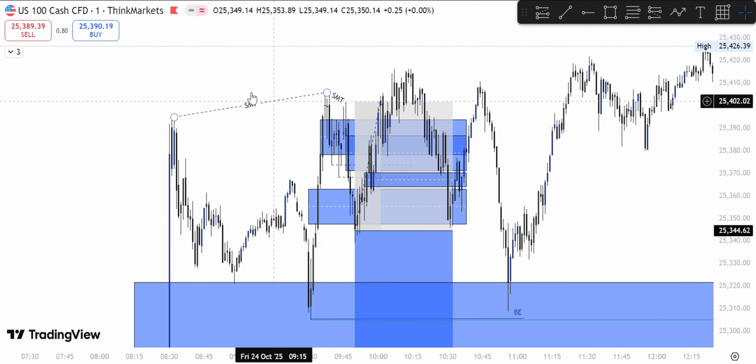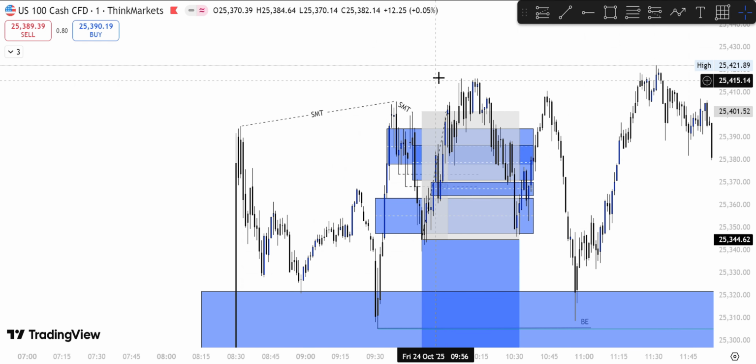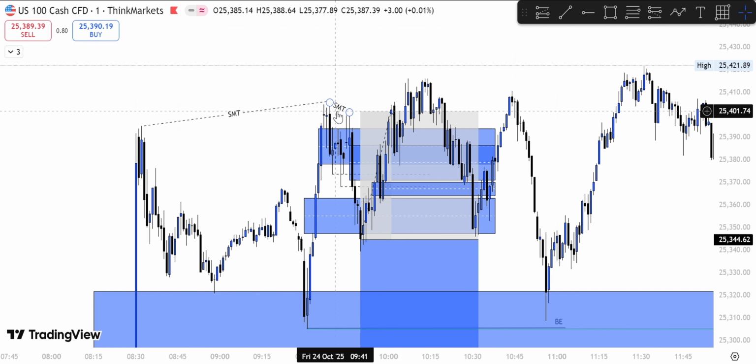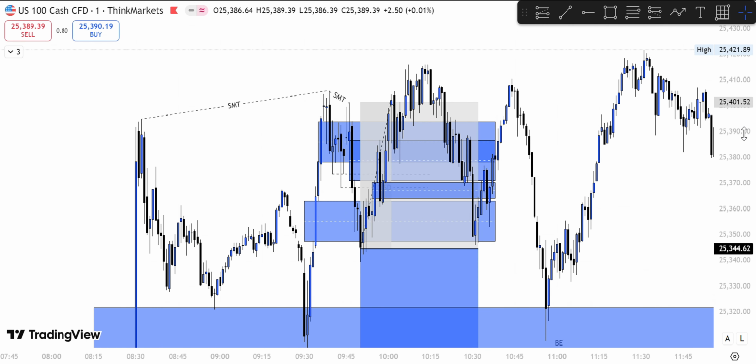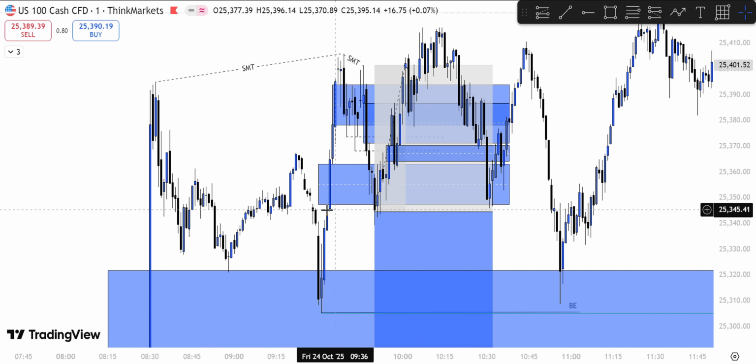So we had an SMT right here on the news high with ES. We also had this SMT as well. We had 2 SMTs with ES. And I basically entered off of this inversion fair value gap.